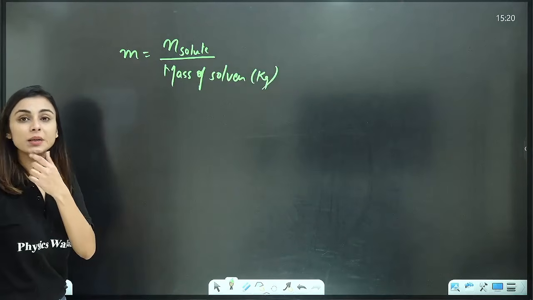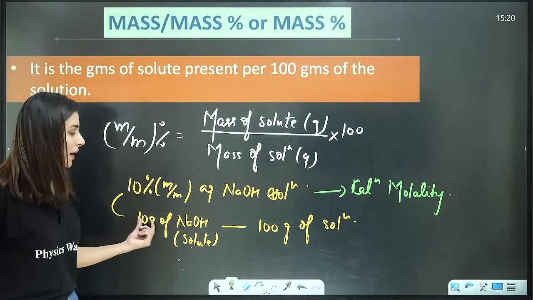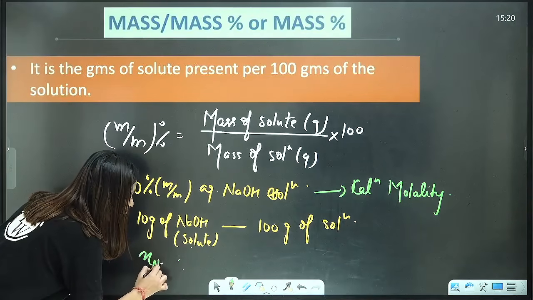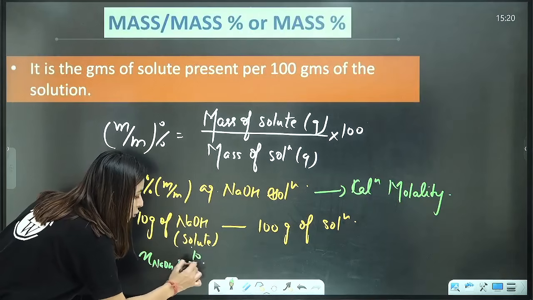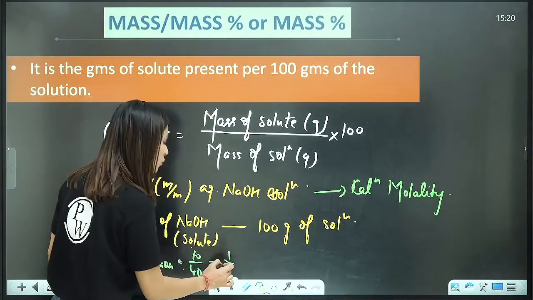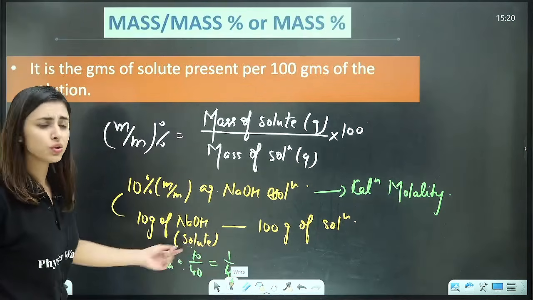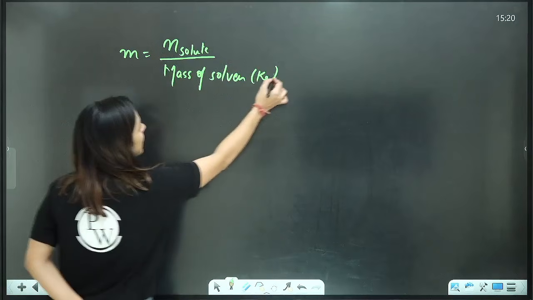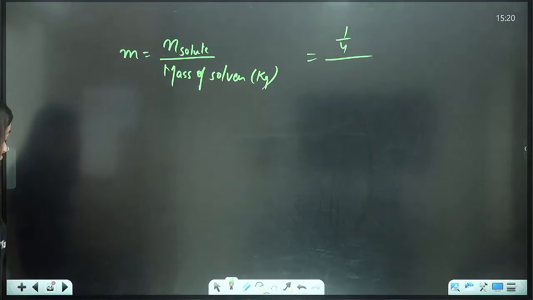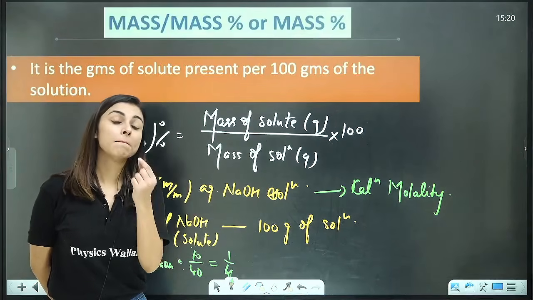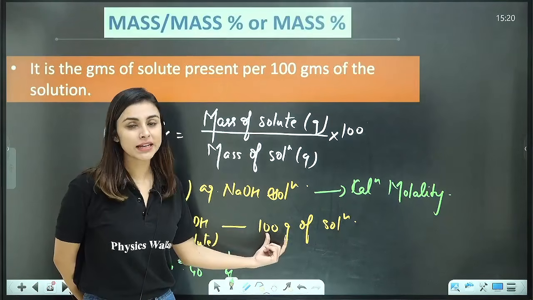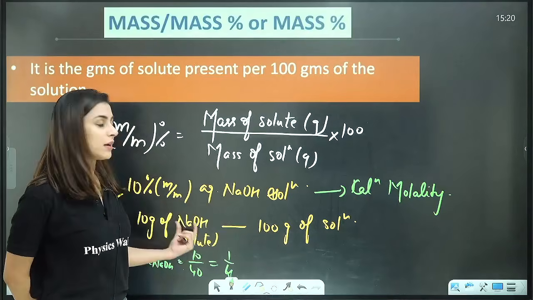Perfect. So you need moles of solute. You have the mass of solute, so you can calculate the moles of solute. Moles of NaOH would be given mass, which is 10, divided by molar mass, which is 40. So the number of moles is 1 by 4. We'll write it here as 1 by 4, divided by the mass of solvent in kgs. Now see, you have 100 grams of solution and 10 grams of solute.